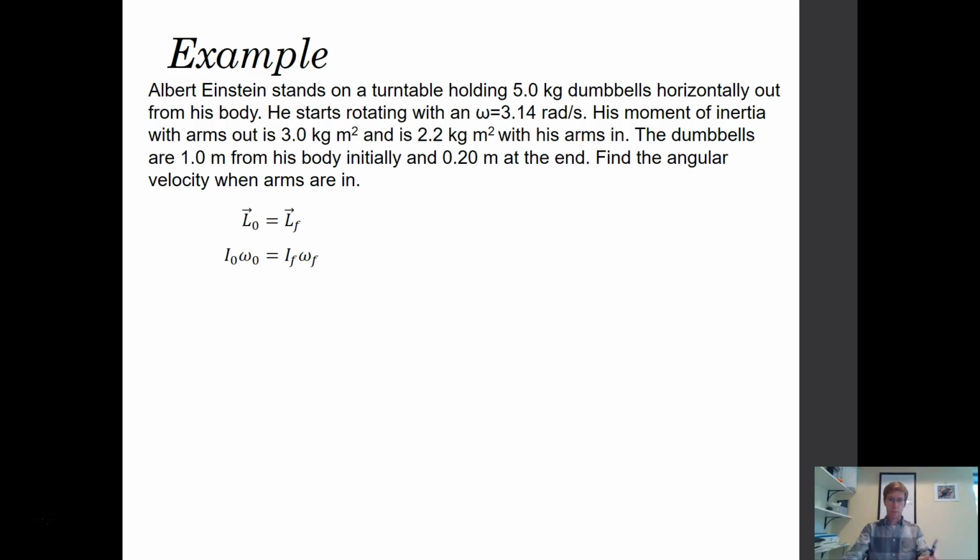Some of you might want to just pop in 3 and then 2.2 and go to town, but that's not accurate because that's just his body. The total I of the system is the I of his body with his arms out plus the I of each of the two dumbbells. And final is the same idea. Again, it's the moment of inertia of his body with his arms in, plus the moment of inertia for each of the two dumbbells when in that position.